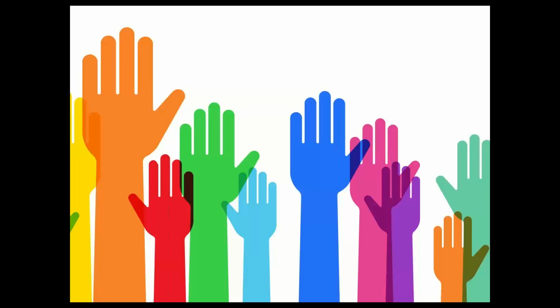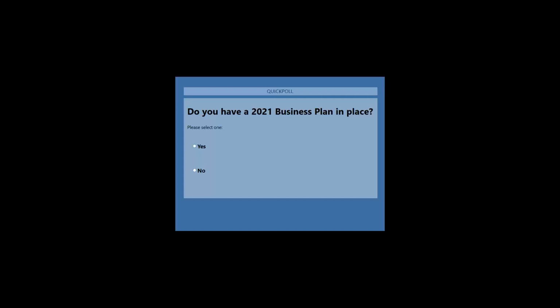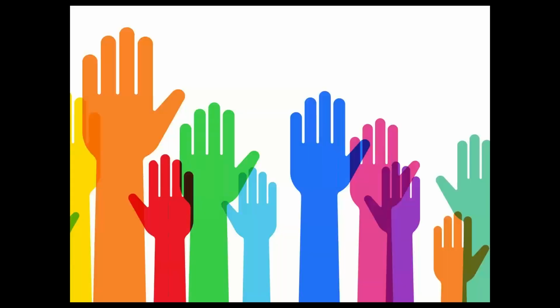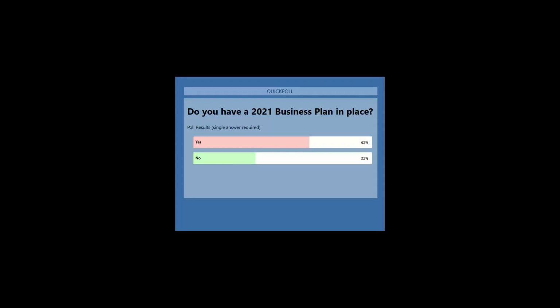Okay, thank you, Victoria. So we have a first in a series of short answer polls at the moment. So this first question is, do you have a 2021 business plan in place? Just give chance for a few more to vote. Okay, I think most people have voted now, so I'm going to close that poll and share the results with you. What do we have? 65% have. Good result. So let's just move on to the next question.